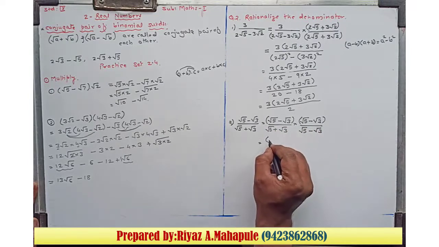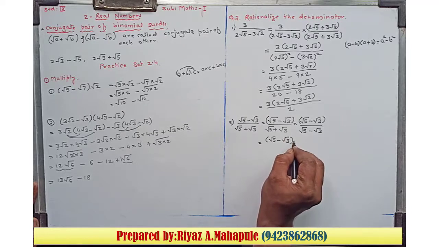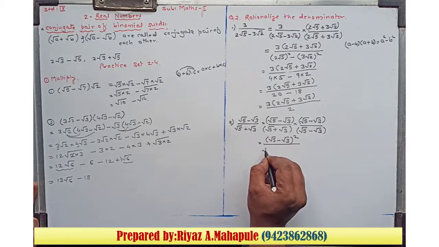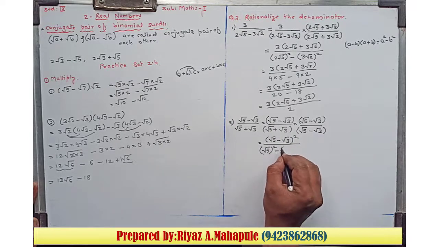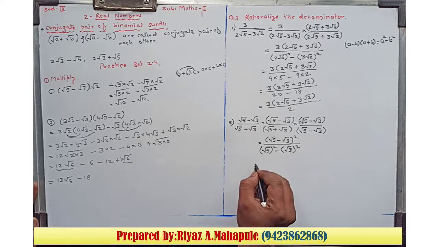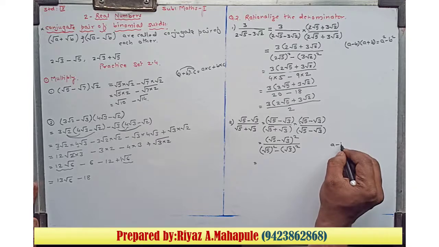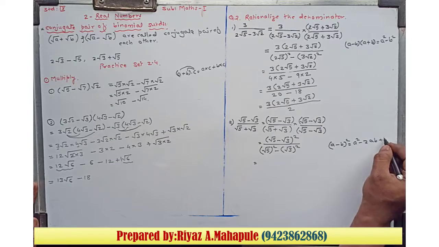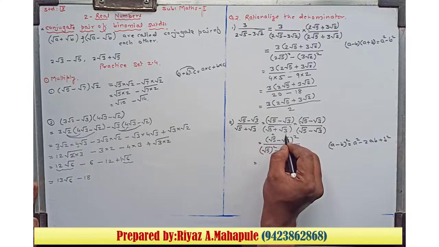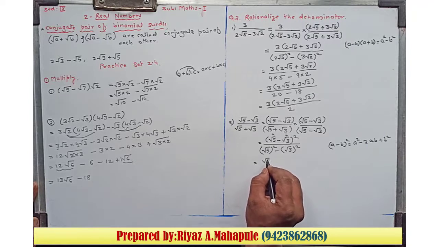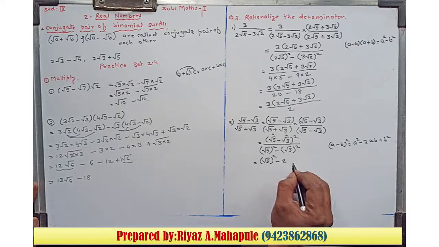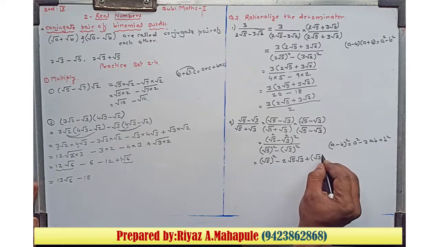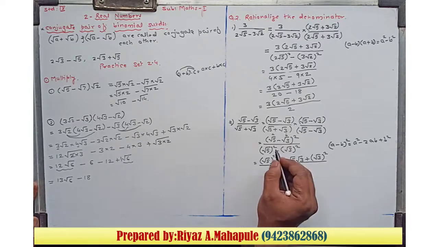That is equal to, now root 5 minus root 3 into root 5 minus root 3. It will be root 5 minus root 3 bracket square divided by, in the denominator there is a plus b into a minus b, that is a square minus b square, that is root 5 square minus root 3 square. Okay, now we know the formula for expansion of a minus b bracket square. It will be a square minus 2ab plus b square. So here this is our a, this is our b. Now apply that formula. So you will get root 5 bracket square minus 2 into root 5 into root 3 plus root 3 square, divided by root 5 square.